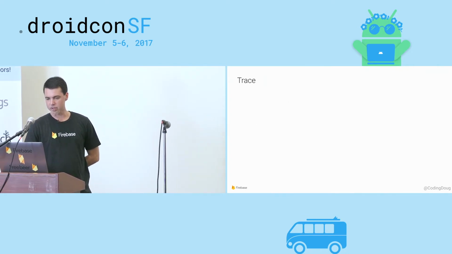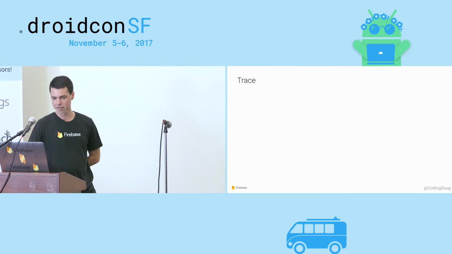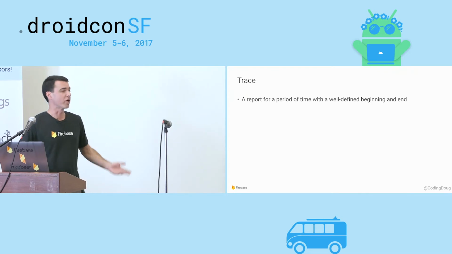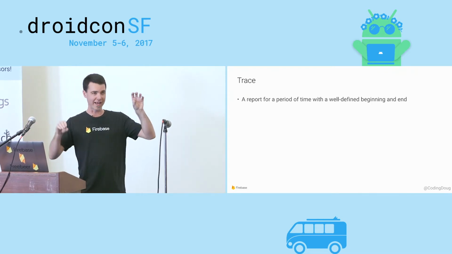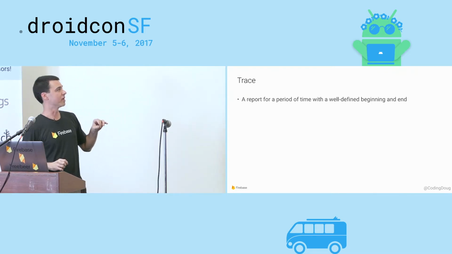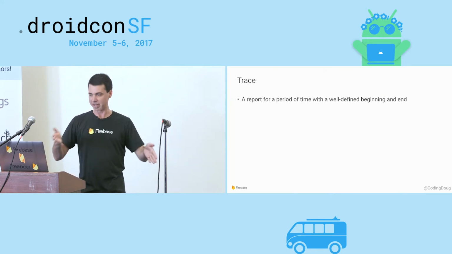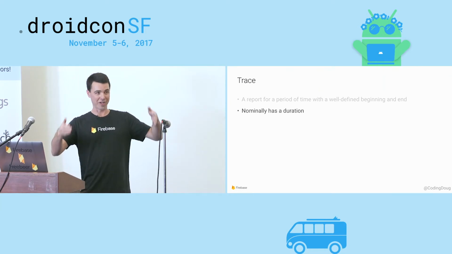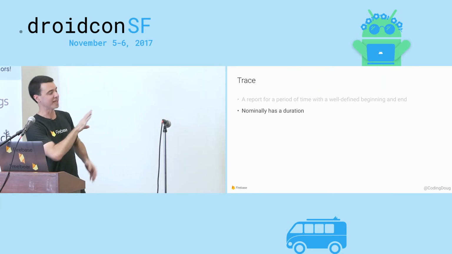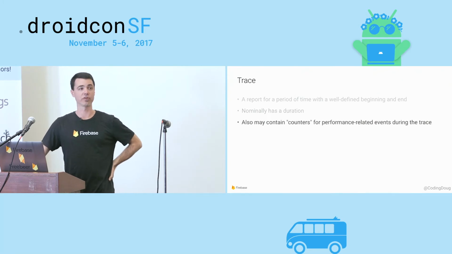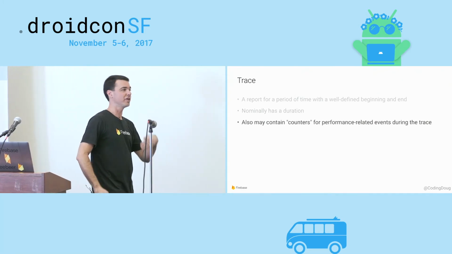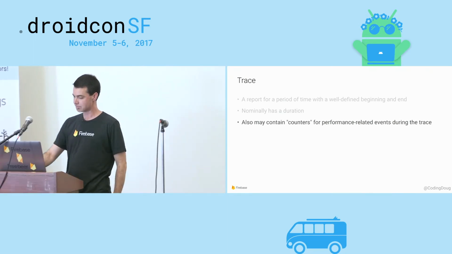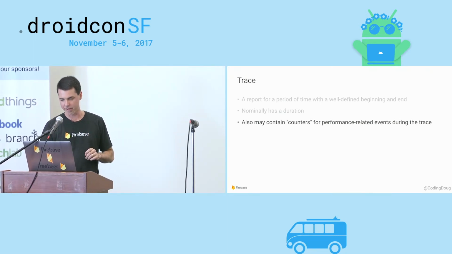The basic unit of understanding that performance monitoring will give you is called a trace, and a trace is essentially a report of some amount of time that has a distinct beginning and end. There is no trace that has no end. Every trace has a beginning and an end, which means it nominally has a duration. If nothing else, with a trace you know how long it takes. Now, we can attach more data called counters. Inside a trace, you can have counters, and those counters are basically counting performance-related events during that trace. I'll talk a little bit about that in a bit.